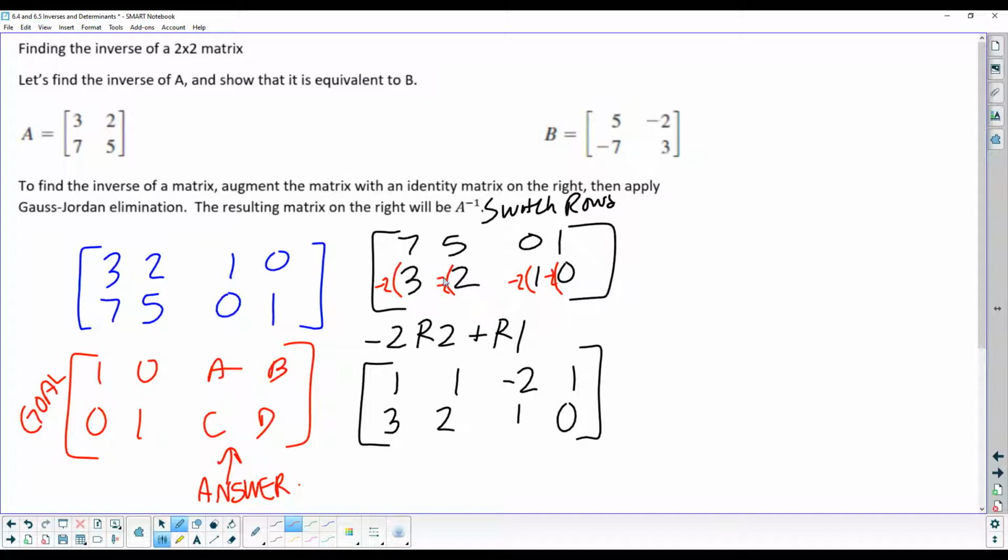Okay, so what do you think we should do now? Once you have a 1 here, the goal might be to get a 0 directly below it. So we can multiply the top row by -3 and add it to the bottom row. -3 row 1 plus row 2. And we're only changing row 2. So row 1 stays the same.